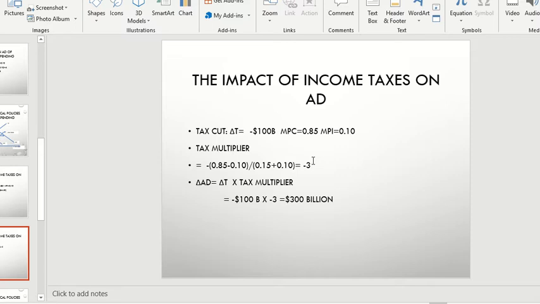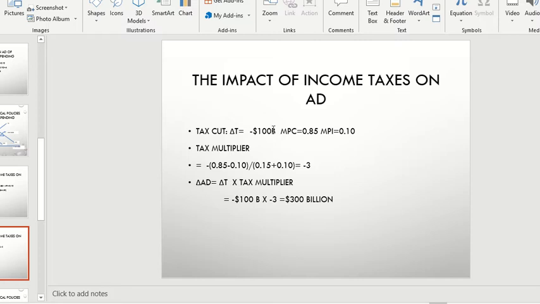Okay. Well, what that means is for the same amount of stimulus, so you see that it is the same amount of fiscal stimulus here, 100 billion income tax cut versus 100 billion increase in government spending. For the same amount of fiscal stimulus or fiscal constraint, income tax always has a smaller quantitative effect than government spending. Well, that is because income tax does not affect the aggregate demand directly. It affects the aggregate demand indirectly through consumption.